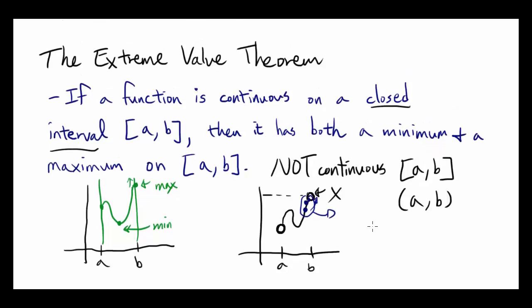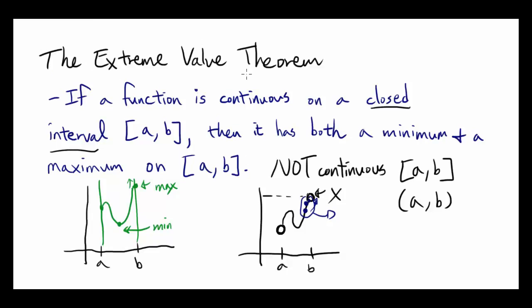minimum. So the extreme value theorem only works when the function is continuous on a closed interval AB, where the function is defined for A and B, and it's continuous on A and continuous on B.